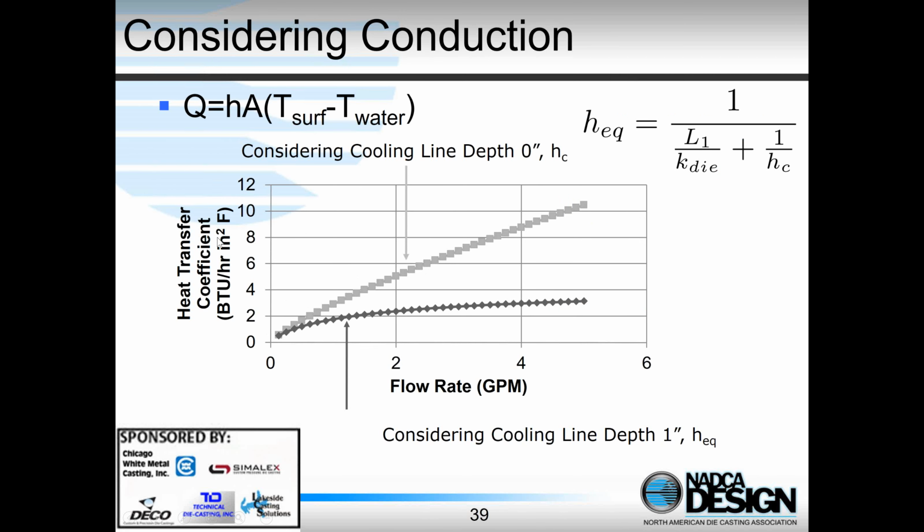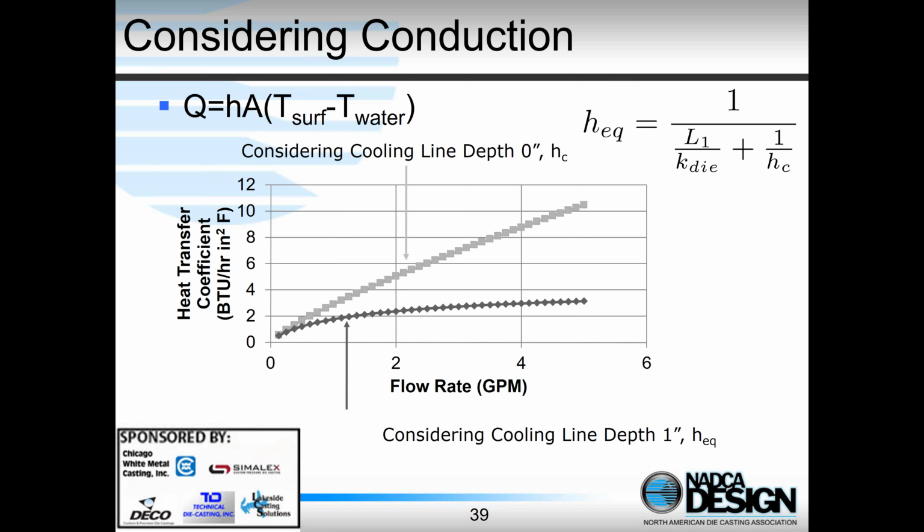What we're showing here is the heat transfer coefficient against flow rate of water, and the light gray line is where we've got a cooling line right at the die surface. Obviously, in practice, we can't have a cooling line right at the die surface, but in a simulation, we can do this. And this kind of shows me how we're going to remove the most amount of heat possible. However, the dark gray line is when we have the same cooling line at 1 inch depth, and you can see that we're removing significantly less heat than optimal conditions.